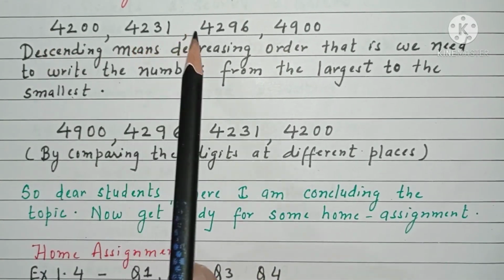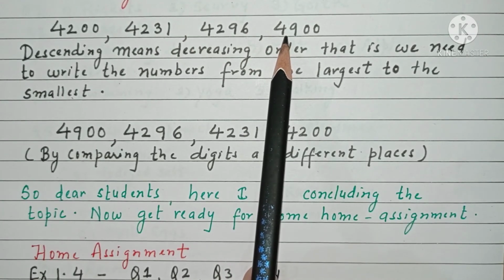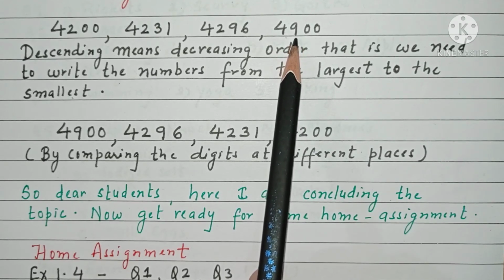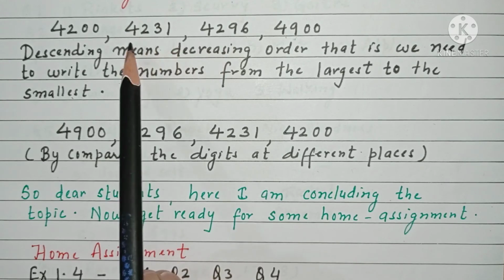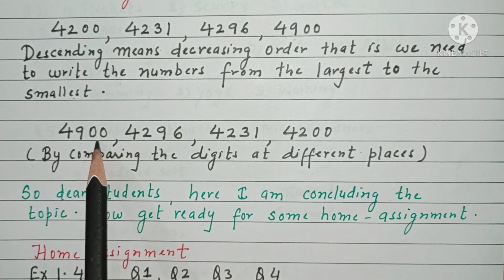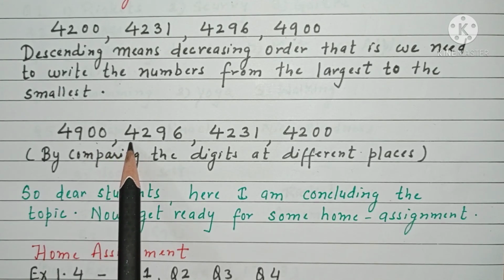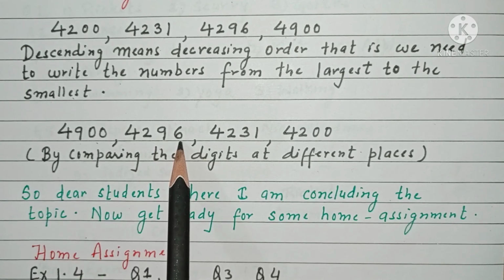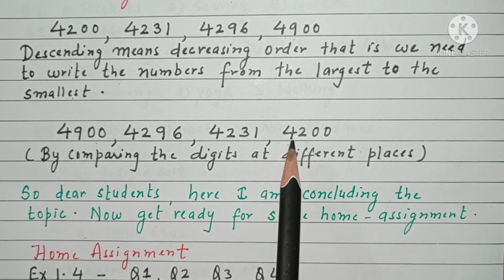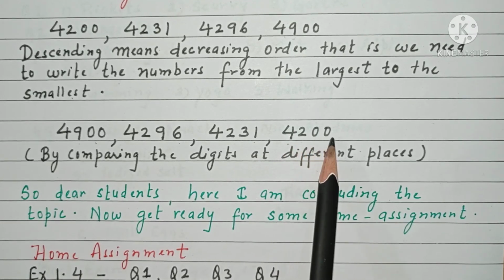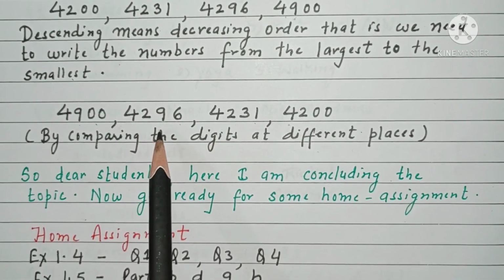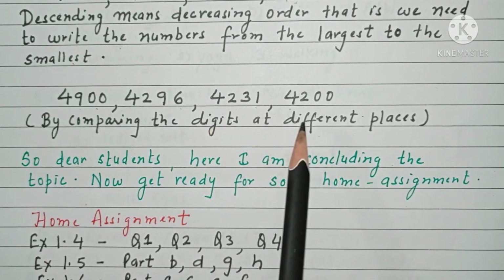As the thousands place is same in all the 4 numbers, we will look for the hundreds place. The greatest hundred is showing here, 9. The digit 9 is the greatest in the hundreds place. So 4900 is the greatest number. After that, we'll be having 4296. Then 4231, and finally the smallest will be 4200. So we have just compared the numbers at various places to get the numbers written in descending order.